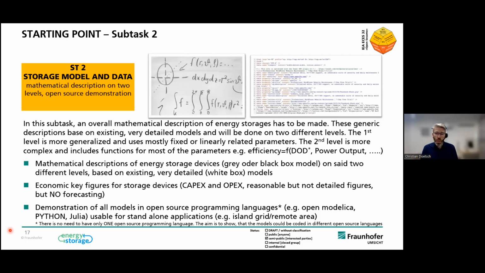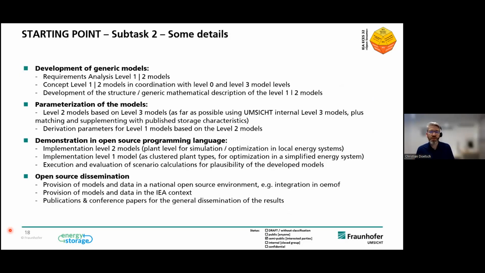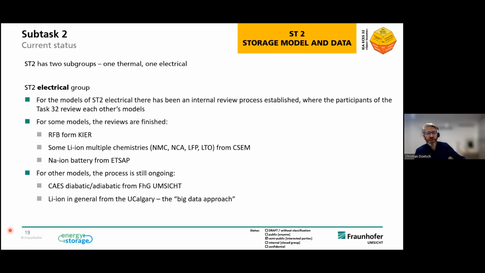So what is the current status at the moment? Sorry, this is a starting point. I want to go to the current status. We have two subgroups, one thermal, one electrical, as mentioned. And there we have a process established where we could bring together all the different models at the moment. For the reviews, it's finished. It's the RFB, that means redox flow, from South Korea.